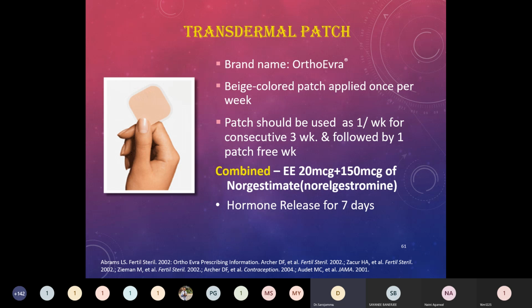So it has to be applied once a week for 3 weeks, followed by 1 patch-free week, and it has to be applied every week. Unlike rings where you can replace after 3 months, here every week they have to go for a new one, and they have to apply it over their thigh or over the abdomen or over their back. It contains estrogen 20 microgram and 150 microgram of norelgestromin. It releases hormones for 7 days and gives protection for 7 days.